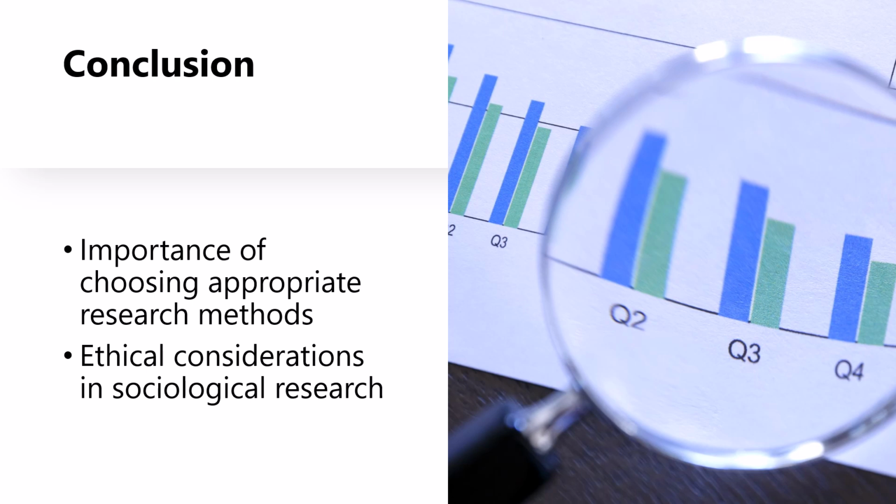In addition, sociological research and all research should not cause physical, emotional, or psychological harm to participants. Researchers must be sensitive to the potential impacts of studies and take steps to minimize any risk. And of course, researchers must conduct their studies with honesty and integrity, avoiding any form of deception or manipulation. This includes accurately reporting findings and acknowledging any limitations or biases in the research.